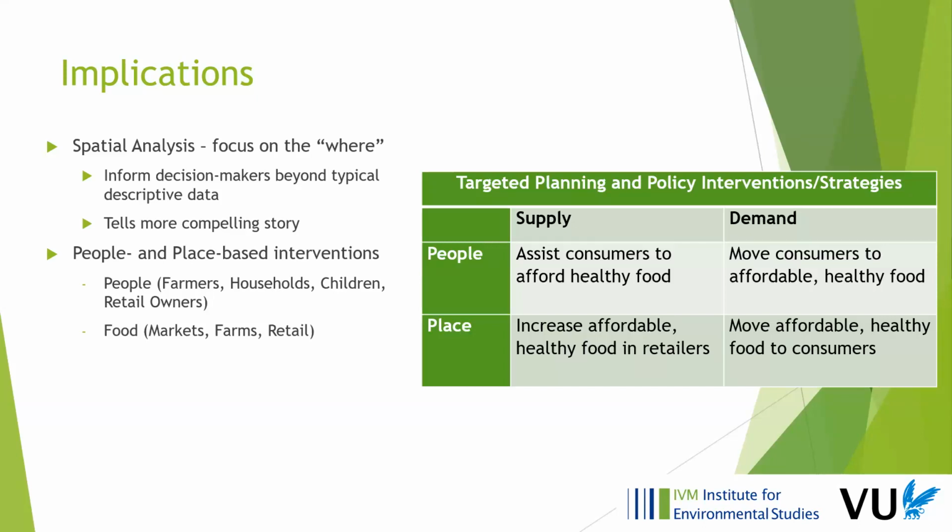In this example, I'm looking at the food system, where people can include farmers, households, children, and retail owners. The place space will look at the markets, where these markets are located, and farms and other retail. So here is just an example looking at the supply and demand, people versus place. And this is just an example of some broad targeted policy and planning interventions and strategies.